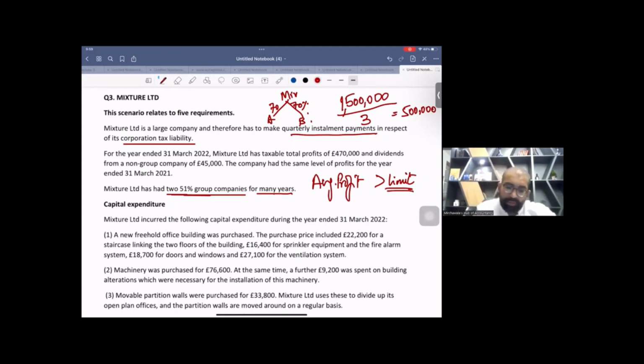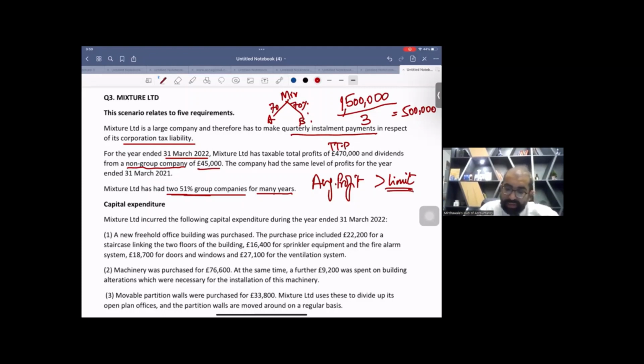Now next, for the year ended, this is your year. For the year ended 31st March 2022, Mixture Limited has taxable total profits, TTP, of 470,000, and dividends from non-group companies, non-group companies means less than 50% holding, of 45,000.